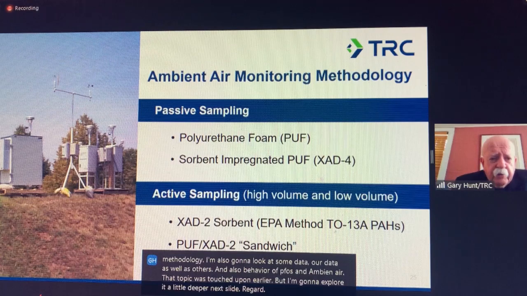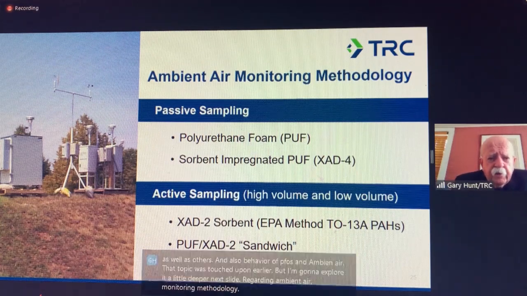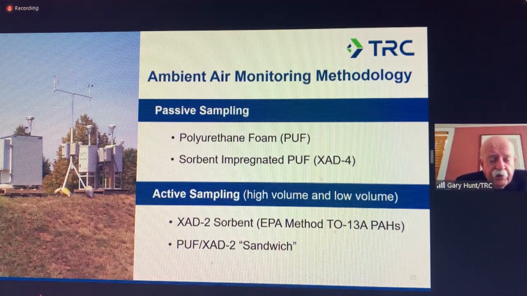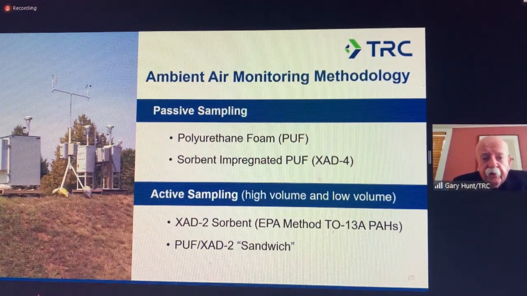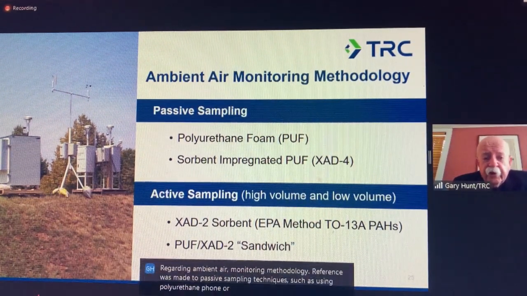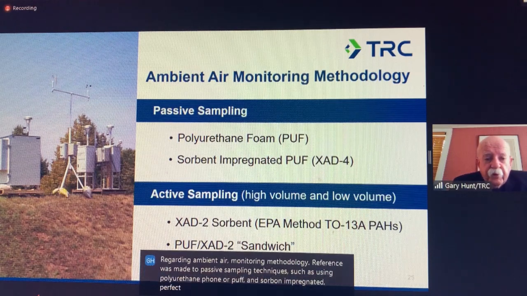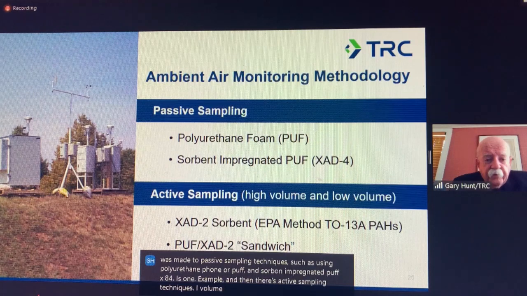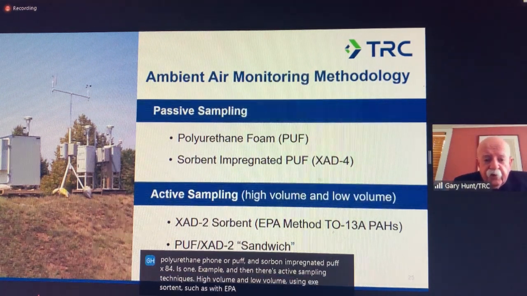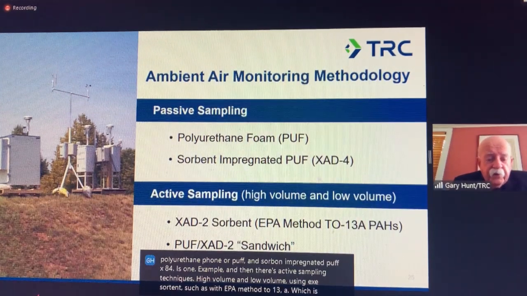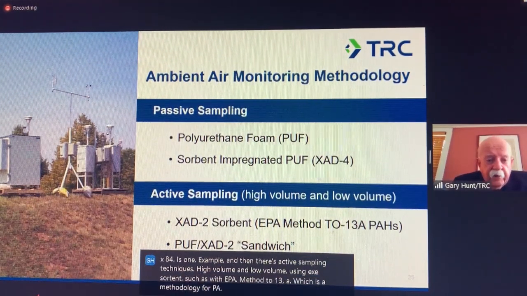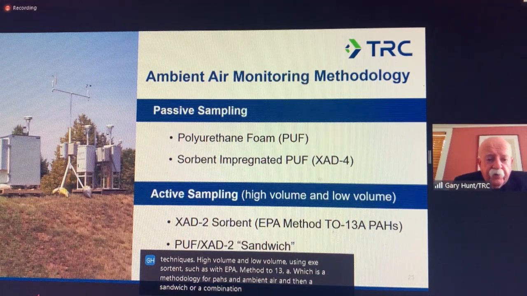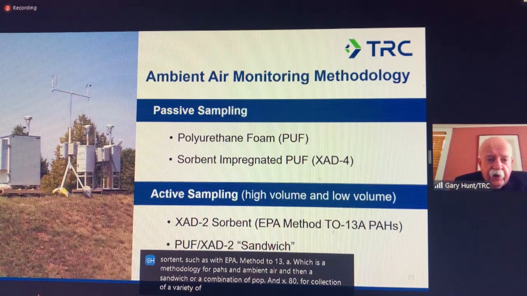Regarding ambient air monitoring methodology, reference was made to passive sampling techniques such as using polyurethane foam, or PUF, and sorbent-impregnated PUF. XAD-4 is one example. And then there are active sampling techniques, high volume and low volume, using XAD sorbent, such as with EPA method TO-13A, which is a methodology for PAHs in ambient air, and then a sandwich or a combination of PUF and XAD for collection of a variety of semi-volatile organics.